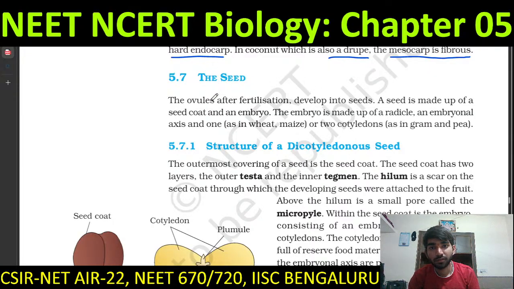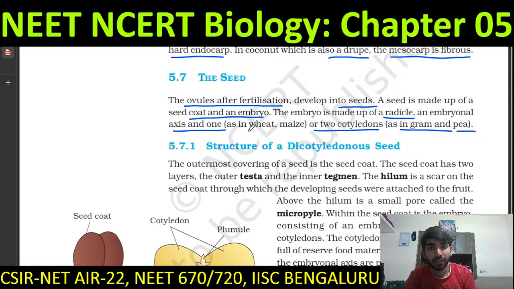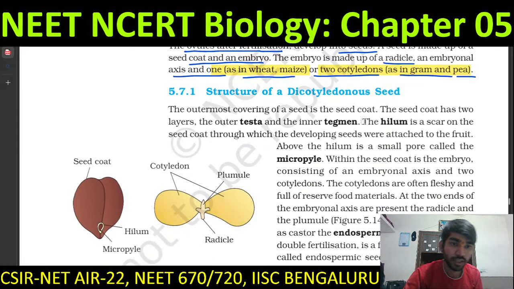Then coming to the seeds, so ovule after fertilization. The ripened ovary becomes the fruit, but the fertilized ovule develops into seeds. A seed is made up of seed coat and an embryo. The embryo is made up of radicle, which gives rise to the root, remember, embryonal axis and one or two cotyledons. Two cotyledons in gram and pea and one cotyledon in wheat and maize. So here they are also given the example of monocots and dicots, which I think most of you would be remembering. These are the key examples of monocots and dicots.